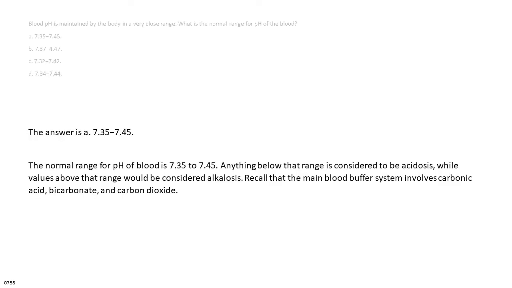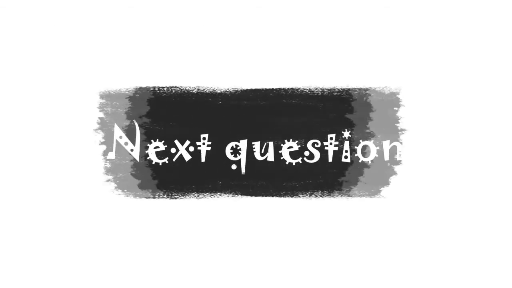The answer is A. 7.35 to 7.45. The normal range for pH of blood is 7.35 to 7.45. Anything below that range is considered to be acidosis, while values above that range would be considered alkalosis. Recall that the main blood buffer system involves carbonic acid, bicarbonate, and carbon dioxide.